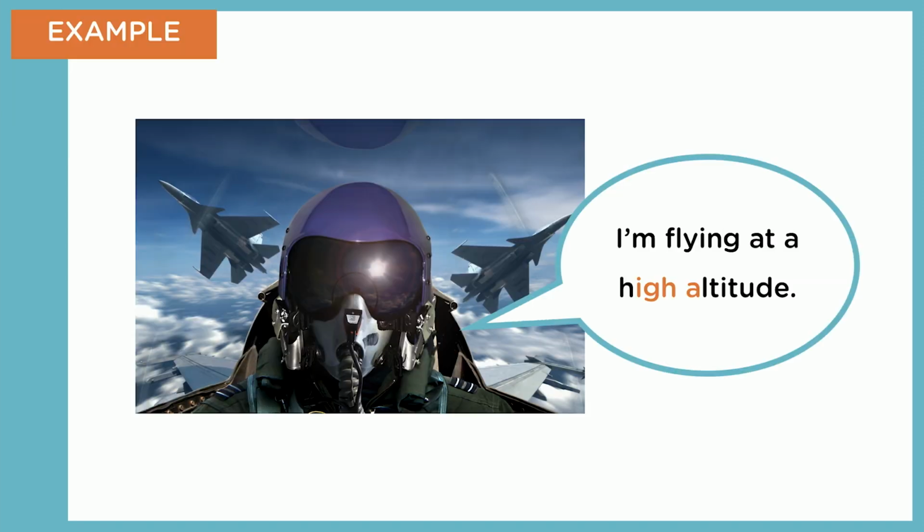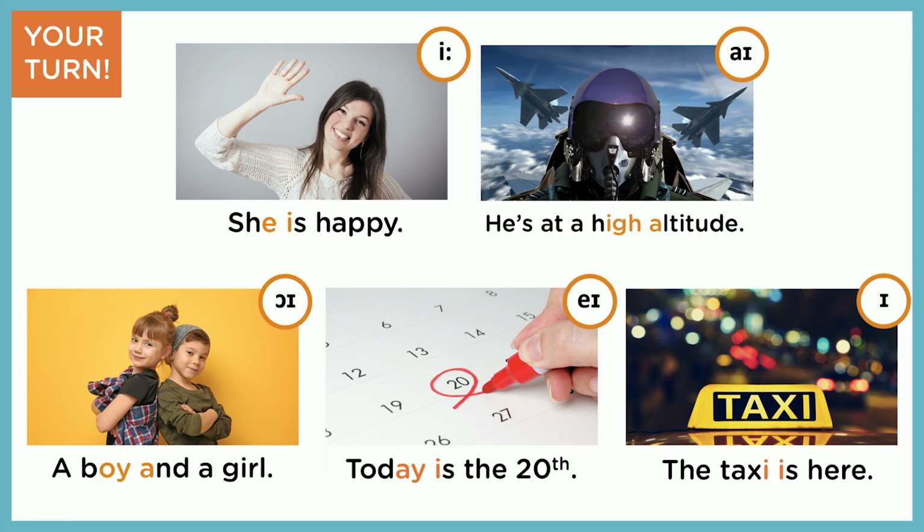So some more examples. I'm flying at a high altitude. And now let's look at examples for all of the vowel sounds that were listed. So E as in she is, she is happy. We've seen the high altitude one already, but in a sentence it would be, he's at a high altitude. Oi as in boy, a boy and a girl. A as in today, today is the 20th. And then finally we've got the short vowel I as in taxi. The taxi is here. So it's a powerful rule and it's a very common rule because these vowels are frequently used.